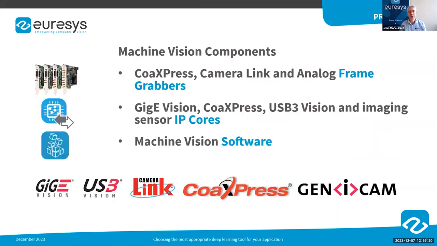Basically, Euresys offers three types of products. We are, of course, very well known for our frame grabbers that have been used in the vision industry for more than 30 years now. In addition to frame grabbers, we also develop and produce IP cores for various interface standards and imaging sensors. We also provide a complete range of machine vision software libraries known as eVision. Those libraries are dedicated to the development of 2D, 3D, and deep learning-based applications.